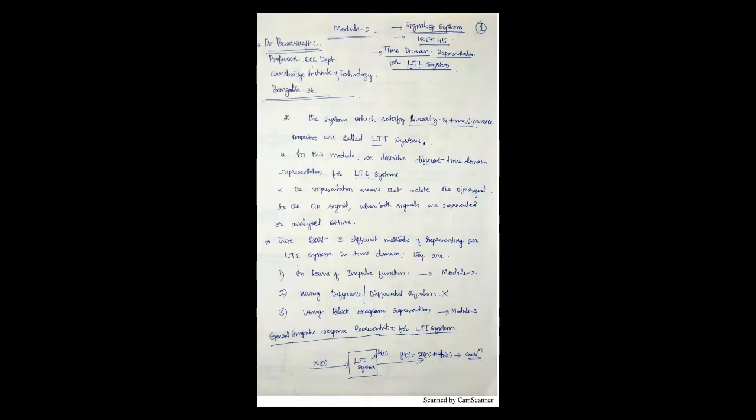Let us study. Out of the 5 to 6 properties we studied, we'll take these two seriously: linear property and time invariance. We'll see how the representation is being done in time domain. That's the name of this module. Throughout this module, what will we do? We will analyze how linear time invariant systems are represented in time domain. That's what we will do in the second module. Whichever system satisfies these two properties, linearity and time invariance, is called an LTI system.